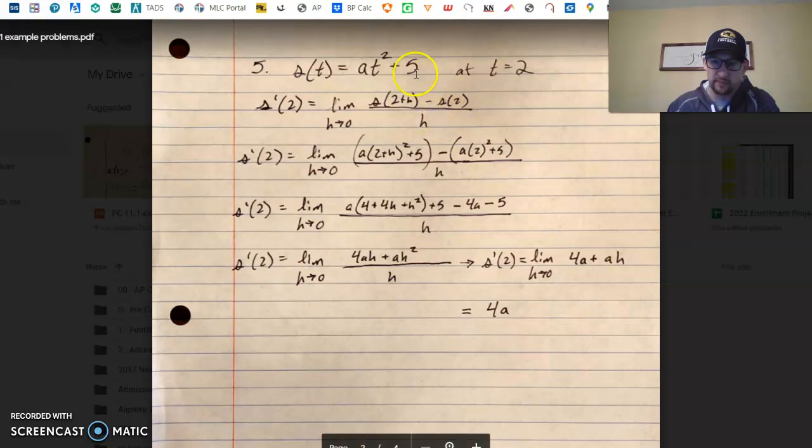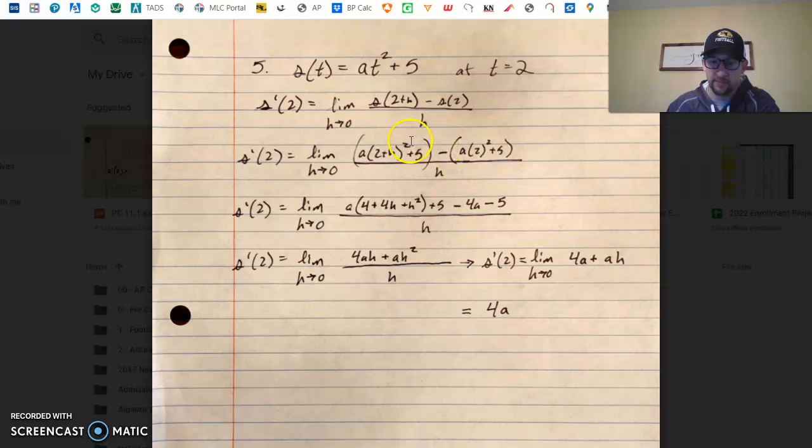2 gets plugged in for t. There we go. A times 2 squared plus 5. Algebra cleanup time. 2 plus h gets squared, turns into 4 plus 4h plus h squared. There's still the a there. There's still plus 5 there. 2 squared is 4 times a is 4a. Distribute the negative 1. We get negative 4a minus 5.